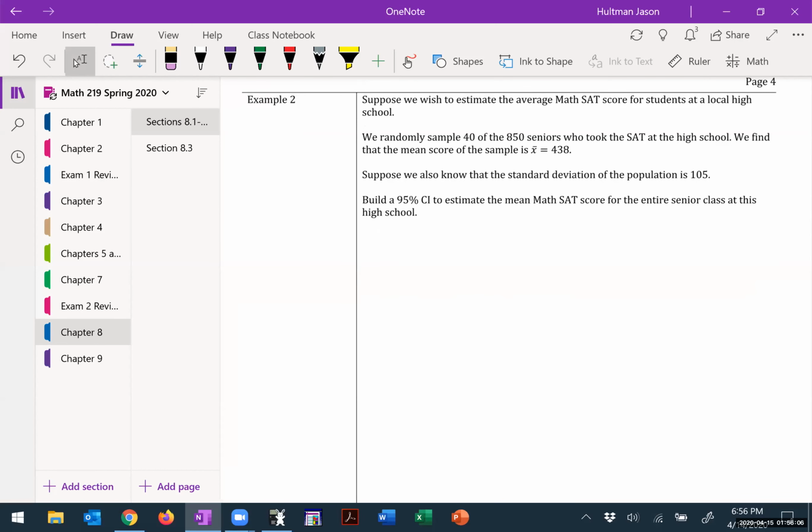Okay. Example 2. Suppose we wish to estimate the average math SAT score for students at a local high school. Okay. We want to say, okay, what's the average math SAT score? It is a math class, so we're going to go with math, not English. Okay. We randomly sample 40 of 850 seniors who took the SAT at the high school.